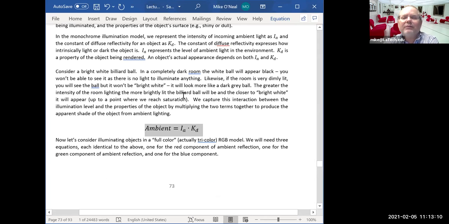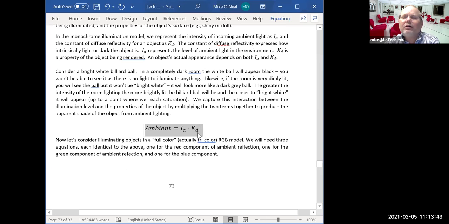So basically we compute ambient with a very simple formula. We have some constant that represents the intensity of the ambient lighting in the environment. Maybe the ambient environment is 20%, or maybe the ambient lighting is 30%. But anyway, it'll generally be some percentage that says how much of the incoming light is this directionless background ambient light. And that has to be multiplied by the constant of diffuse reflectivity.